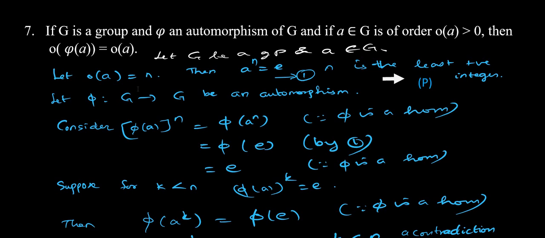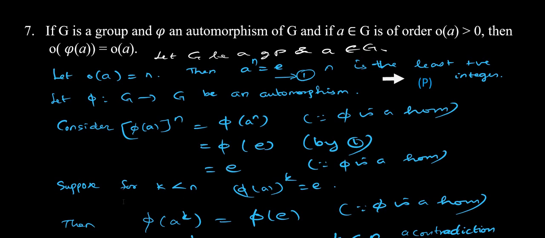Then by the definition of the order of an element, it is the least positive integer such that A power n is the identity element in G. So n is the least positive integer. We shall name this statement as statement P, and this as equation 1. Now let phi from G to G be an automorphism. Now consider phi of A power n. Because phi is a homomorphism, we have this to be phi of A, power n. But by 1, A power n is E. And because phi is a homomorphism, it takes identity element to identity element. So this is what we get: phi of A raised to n is the identity element.